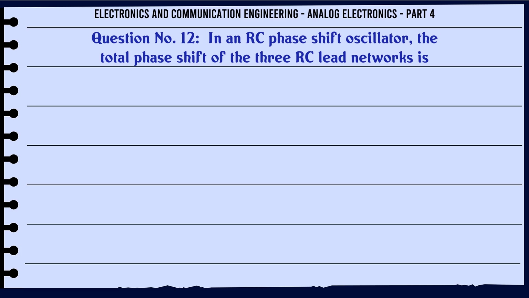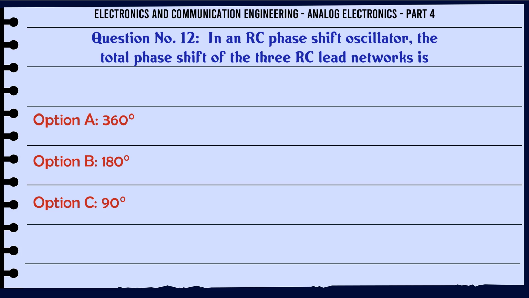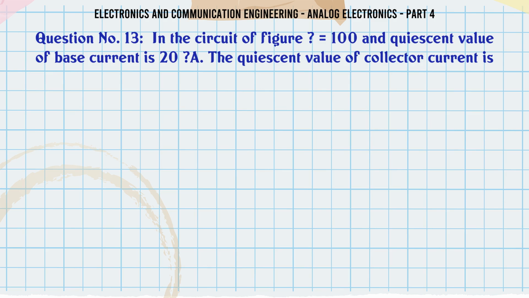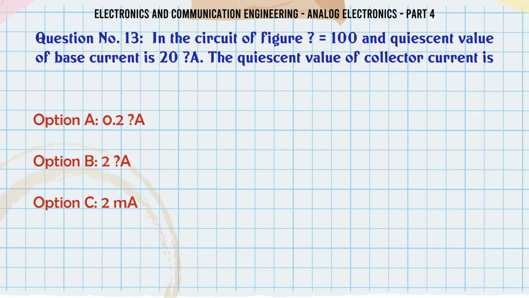In an RC phase shift oscillator, the total phase shift of the 3 RC lead networks is: A. 360, B. 180, C. 90, D. 0. The correct answer is 180.